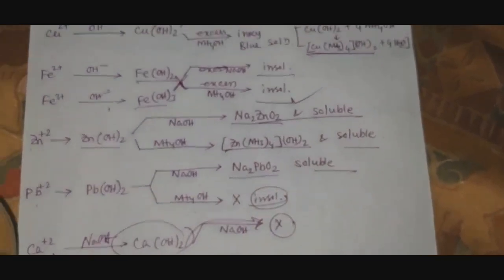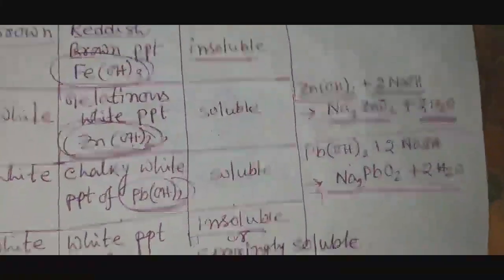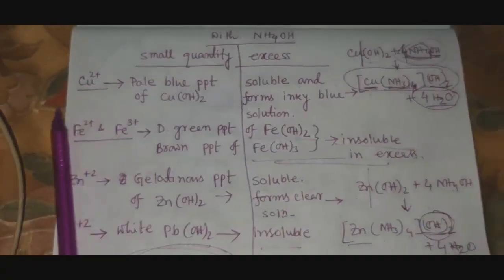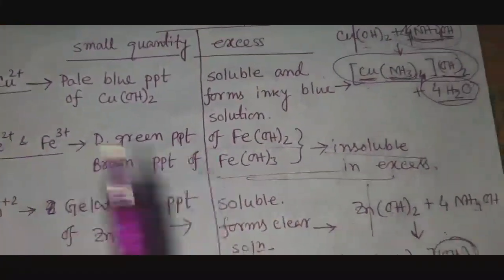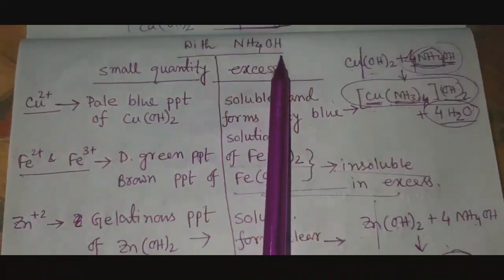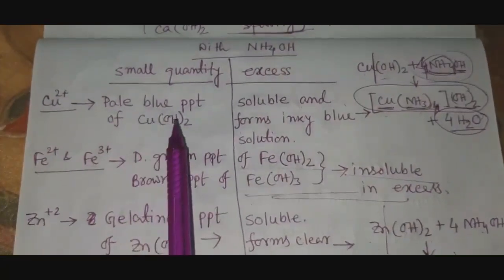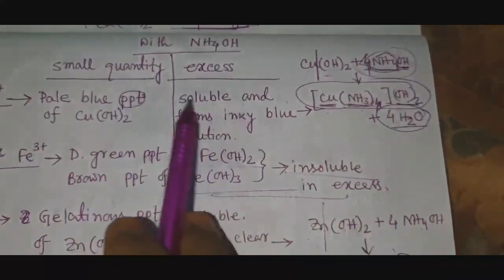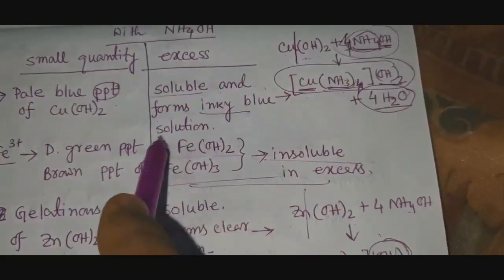One thing I will say: whenever this kind of different questions are coming from this chapter, the students are making mistakes in writing what changes take place. Suppose copper sulfate solution is given and ammonium hydroxide solution is given in excess. What will happen? Write your observation. What do you write? You may write that whenever ammonium hydroxide is added to copper sulfate solution, it forms pale blue color. You are not mentioning the term precipitate, and then it is wrong. Also, sometimes you are not writing that if added in excess, it becomes soluble and forms inky blue solution.